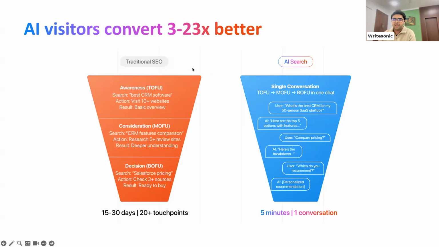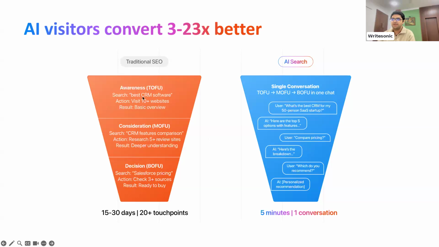But let's talk about the fundamental thing first. Why do AI visitors convert so much better than traditional search? And the answer is here in the funnel. If you see these two funnels, with traditional SEO, the way it works, you have top, middle, and bottom of the funnel. It's very distributed. So people are going through tons of different queries.